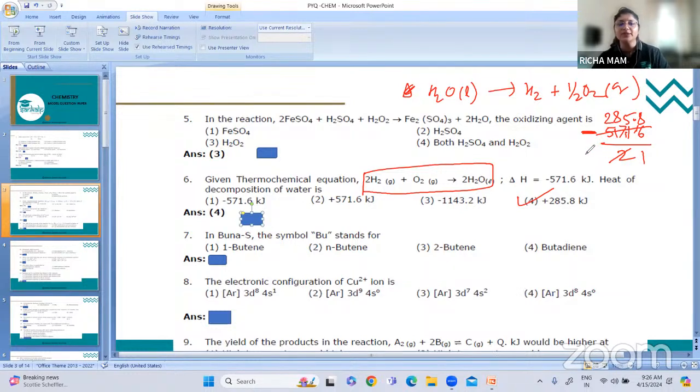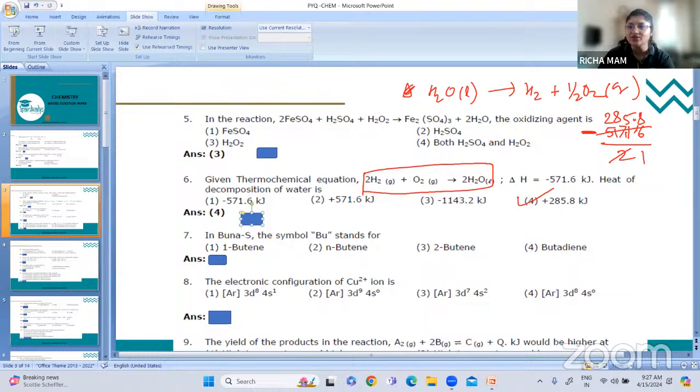Whenever a thermochemical reaction is proceeding, this is the forward reaction. Now they have said heat of decomposition. Decomposition means the water will again give back H2 and half O2. So when the reaction is getting reversed, whatever delta H value we have got, we have to divide it by 2, and the sign also gets reversed. So option number 4 is the answer.